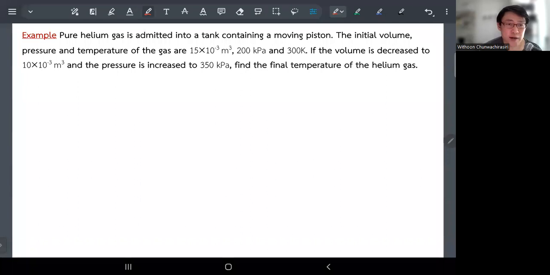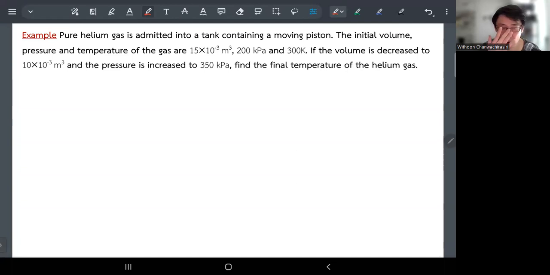So let's take this one. The next example is this. You have pure helium gas admitted into a tank containing a movable piston. So there's a moving piston there, which means you can pretty much adjust the volume. Now the initial volume, pressure, and temperature of the gas are given. If the volume is increased to a new value and the pressure to a new value, they want to know the final temperature of the helium gas. You see what I'm saying here?